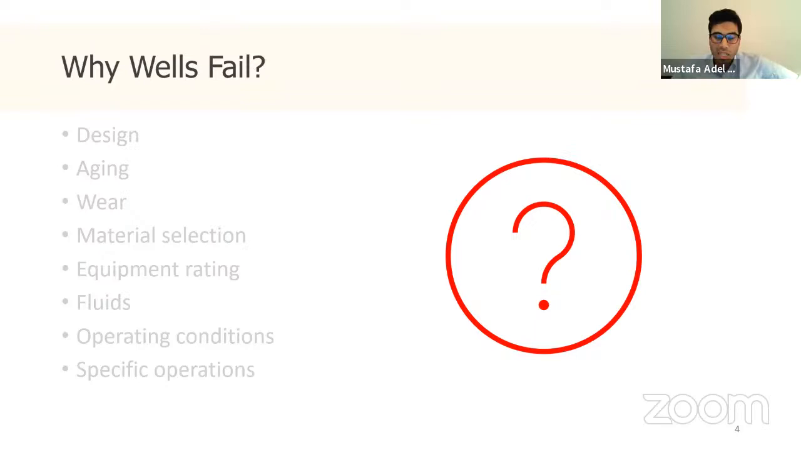Material selection: wrong material selection. For example, if you have carbon steel tubing and you have a section that's Super 13 chrome, usually you will have corrosion between them. Equipment rating: you use the wrong rating for the equipment.